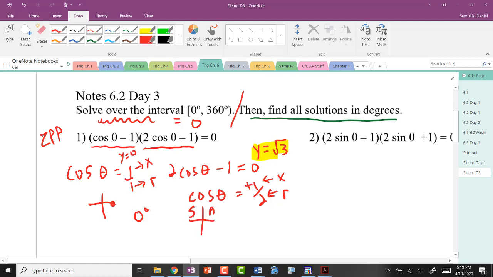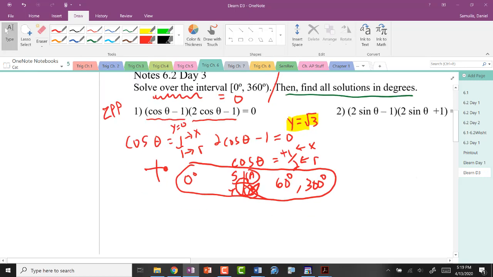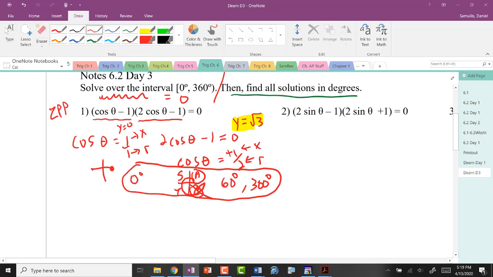So what I have now is a 60, and where's cosine positive? We got to play the ASTC game, and hopefully you get good at this, that it's quadrants 1 and 4. So the 2 answers in degrees for this are 60, and you got to go to 360, but then jump back 60 degrees. That's what the reference angle is. So that's 300. So this is all the answers between 0 and 360 for this one equation. So there's 2 parts to it.